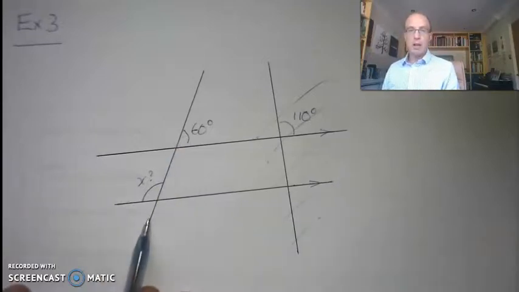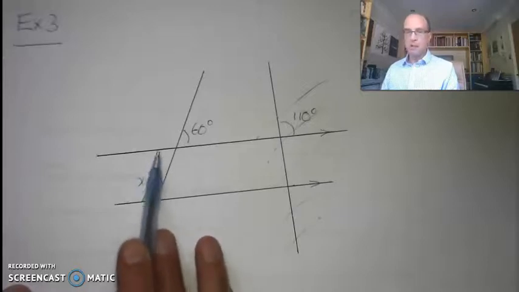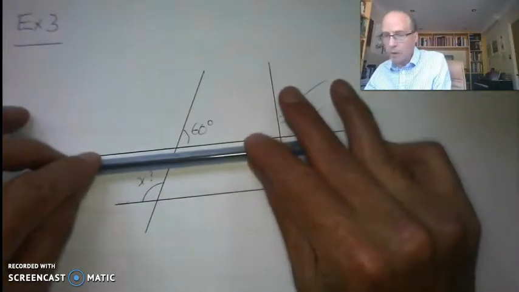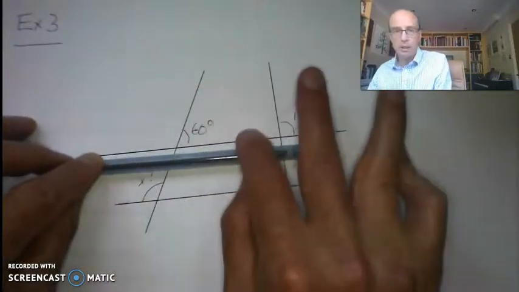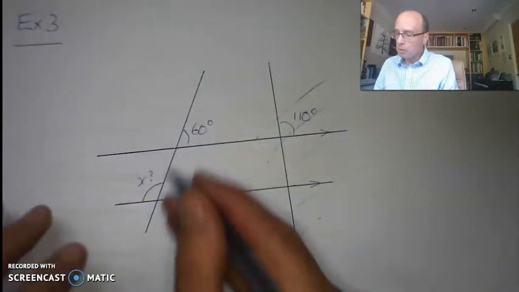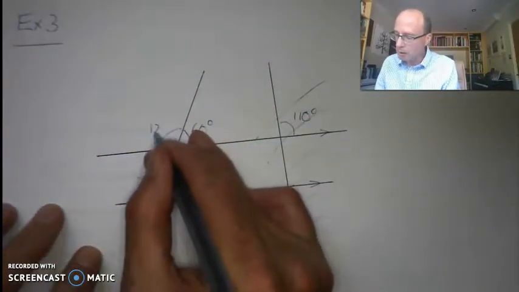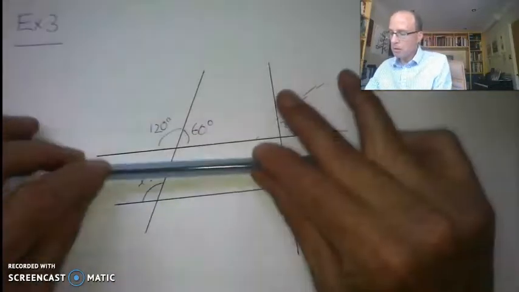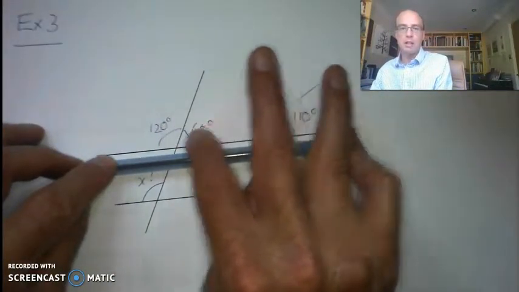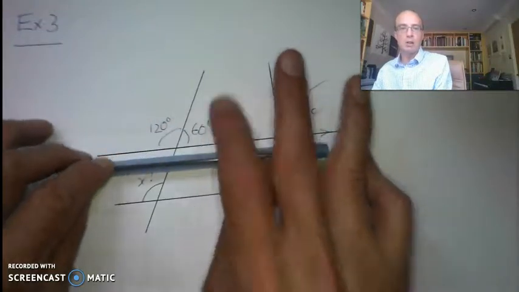Now this looks a lot like the previous example. Last time we had a look at calculating this angle here. Well, let's have a look at calculating the one at the top. So if that's a straight line, that's 60. That one over the top must be 120 because they sit on a straight line. So 120 plus 60 is 180. Angles on a straight line equal 180.